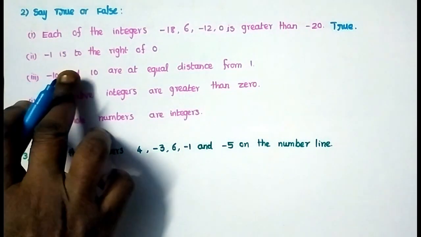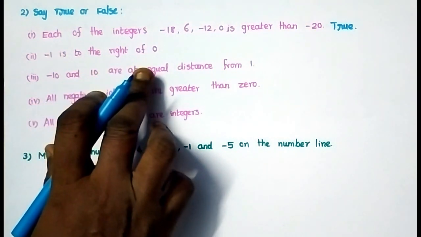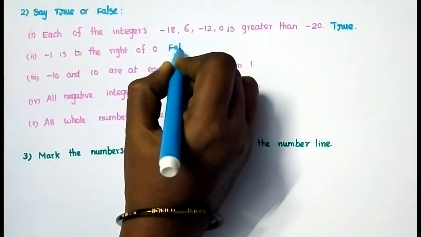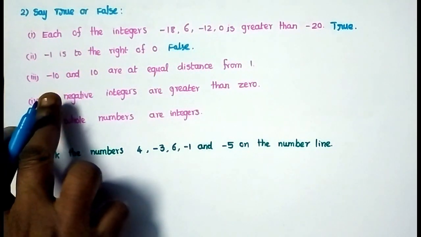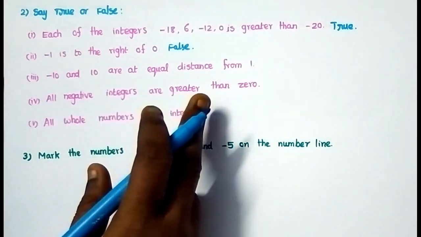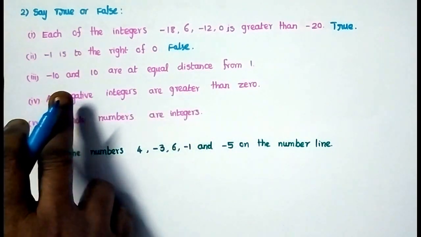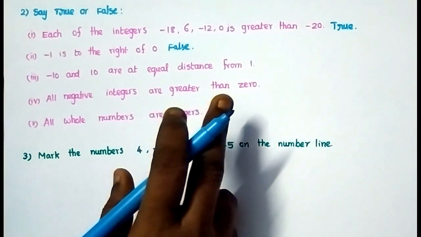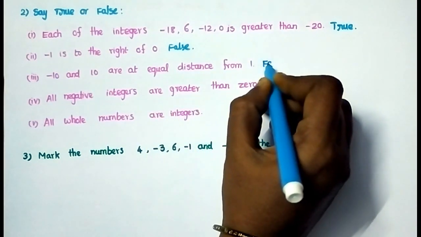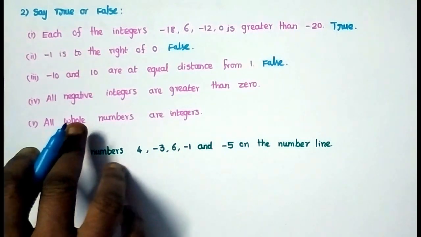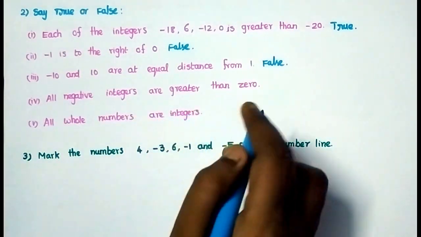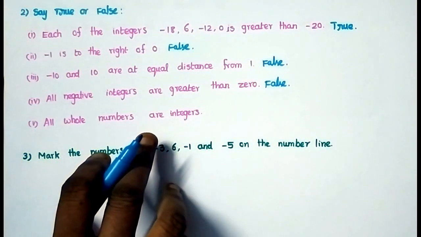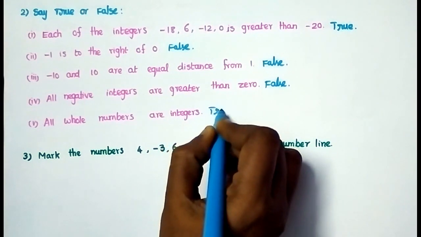Next one, minus 1 is to the right of 0. Minus 1 is left of 0 only. So that is a false statement. Next one, minus 10 and plus 10 are at equal distance from 1. Minus 10 and plus 10 are at equal distance from 0, but they have given 1, so that is false. All negative integers are greater than 0. No, that is a false statement. All whole numbers are integers. Yes, that is true.